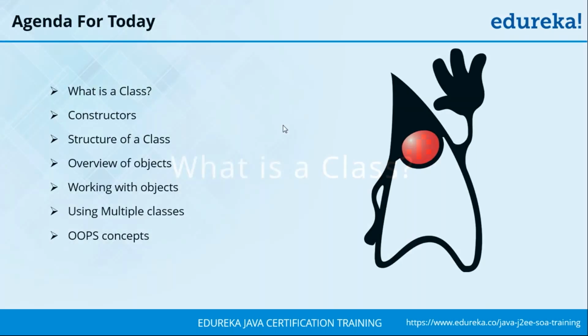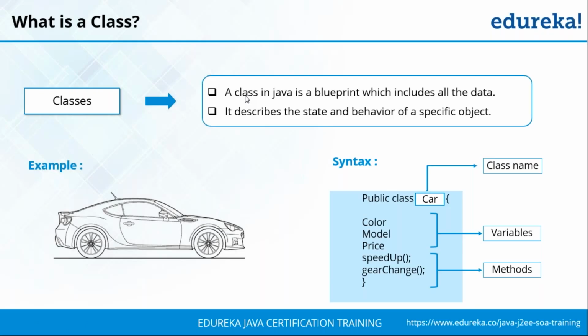The first topic is getting an introduction to a class, or what is a class. A class in Java is a blueprint which includes all your data that is present around you. Now if I have to give an idea of what a class is, let's see this real life example of a car that we see in day-to-day life.